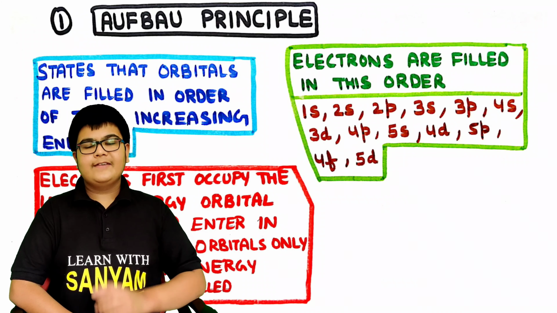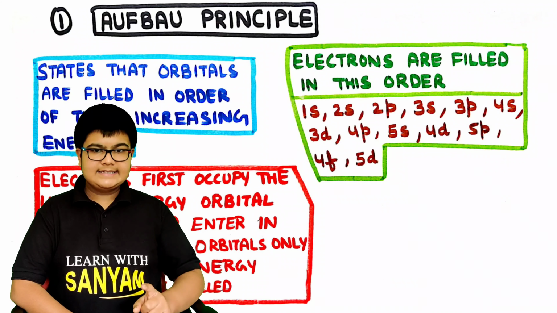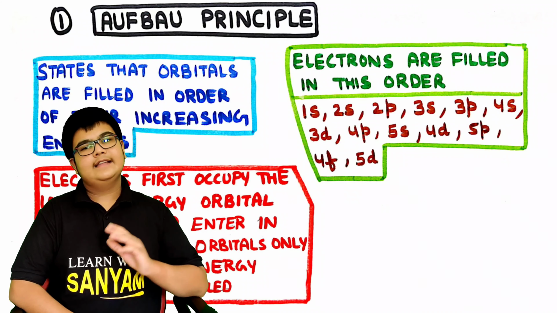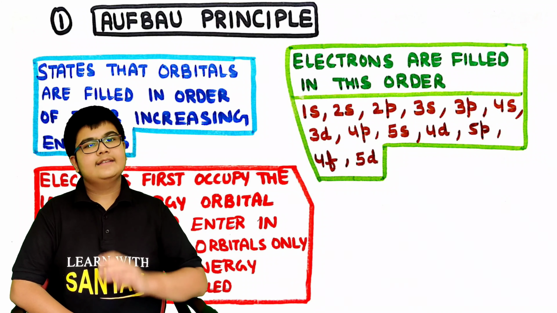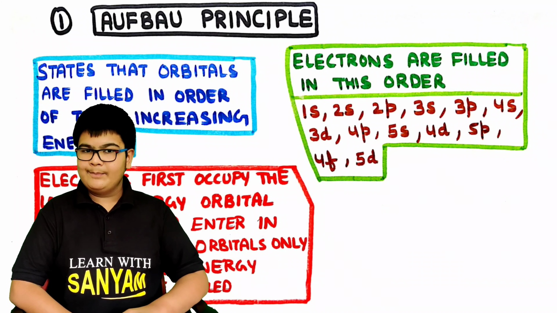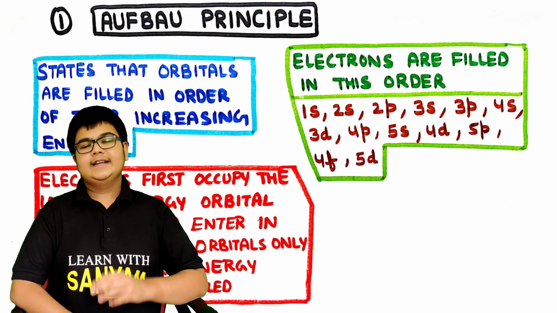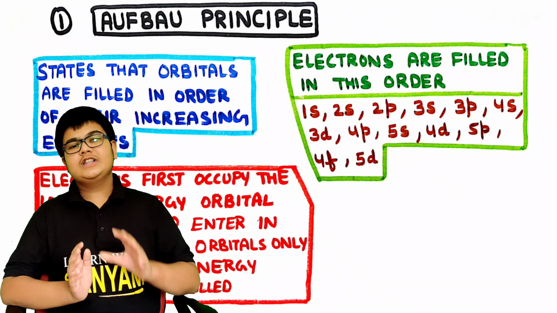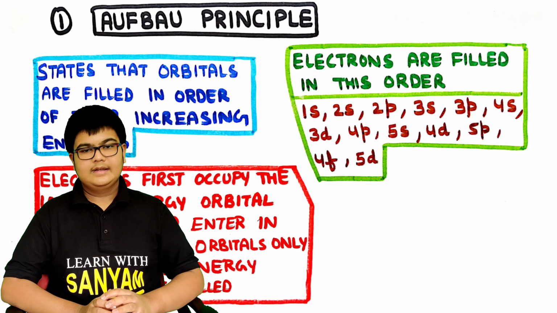So electrons are filled in this order: 1s, 2s, 2p, then 3s, then 3p, then 4s, then 3d, then 4p, then 5s, then 4d, then 5p, then 4f, and finally 5d. So this is the entire series in which the electrons will be filled.